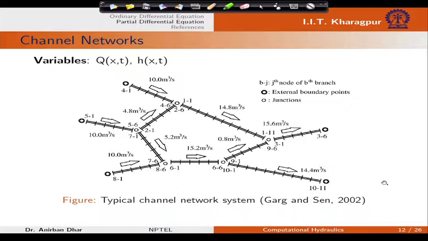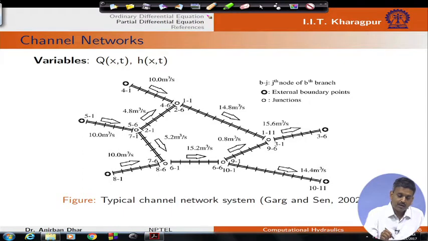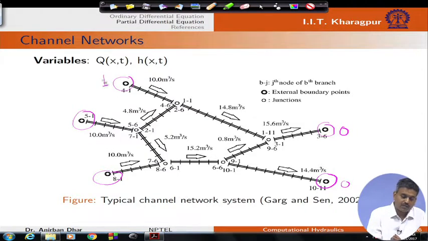Again, let us say that we are considering channel networks. Basically, these are our inlet sections and these two are our outlet. This is I1, I2 and I3, these three are inlet, O1, O2 are outlet. So, I1, I2, I3, O1, O2, these are your endpoints or outermost points.